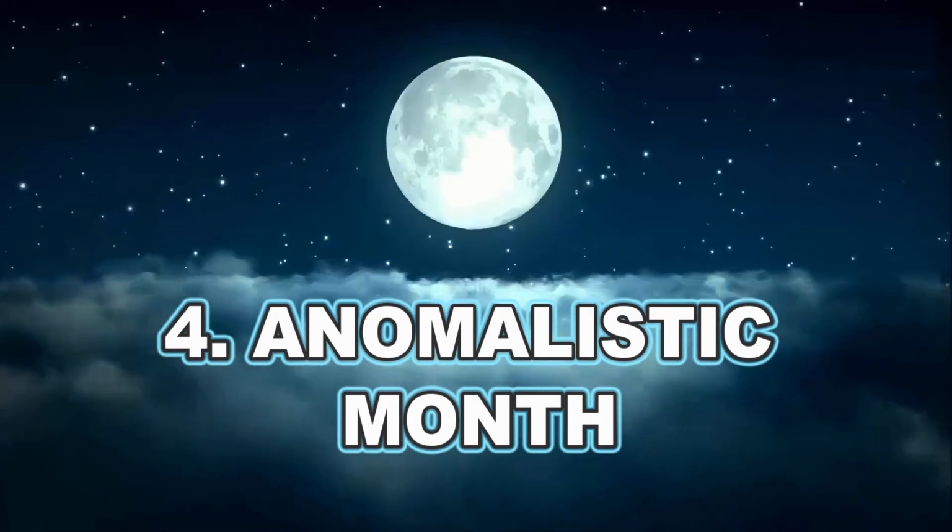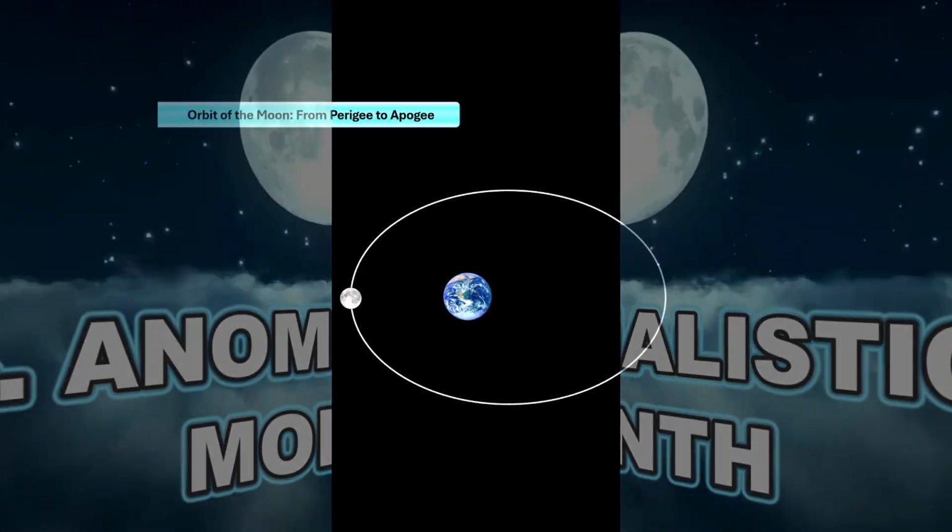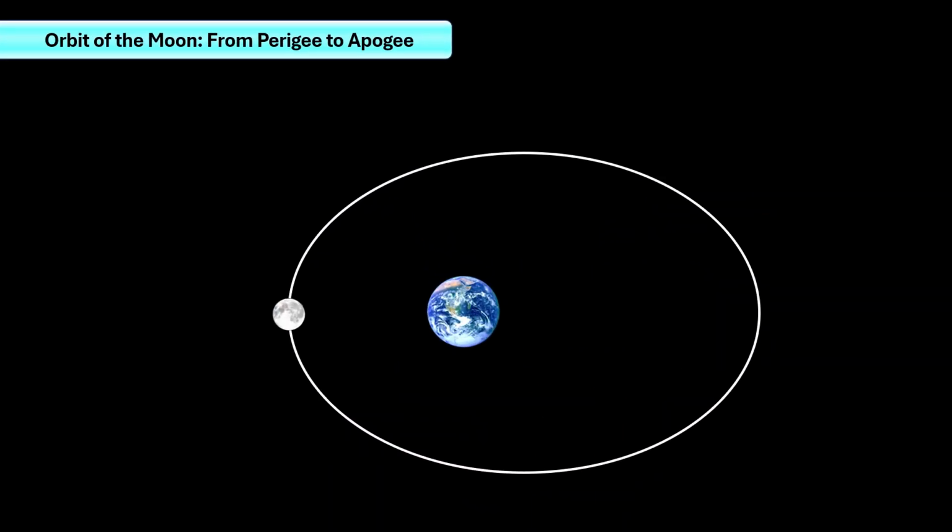Anomalistic Month. As the Moon moves around the Earth, it doesn't follow a perfect circle. Instead, its orbit is an ellipse, so there are moments when the Moon is closer to Earth and moments when it's farther away.